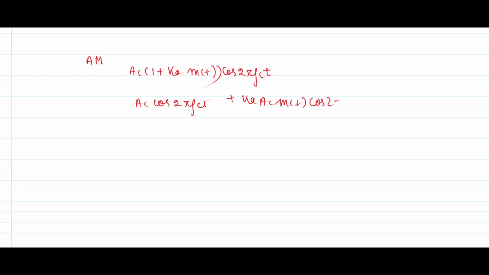So after talking about some of the basics in the previous video, we would be talking about amplitude modulation in a better way. From the previous video, we understood that the amplitude modulated wave can be represented as Ac [1 + ka m(t)] cos 2 pi fc t. Now we can multiply and expand the brackets. So we get Ac cos 2 pi fc t plus ka Ac m(t) cos 2 pi fc t.